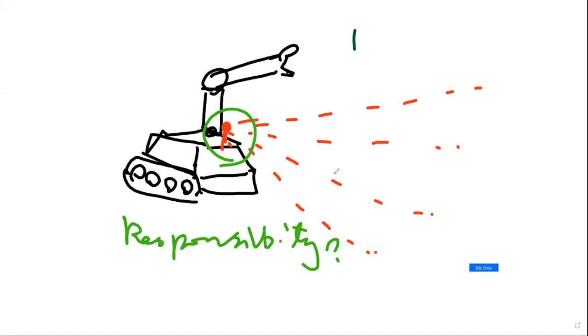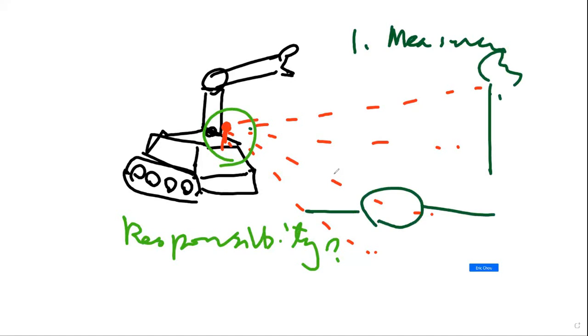Number one, you need to do measurement. So measure, there's some tree, how far away? There's some stone here, how far is it? After measurement, you build something called an environmental model.